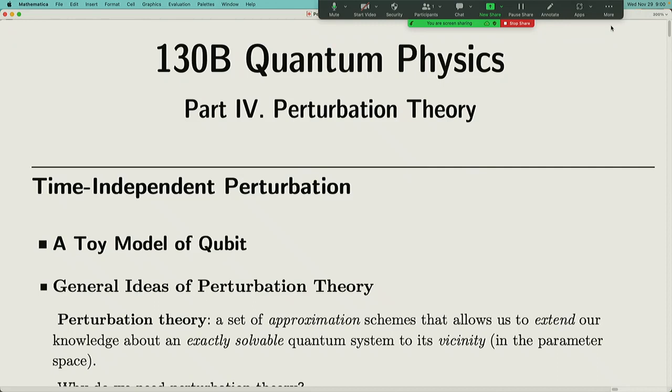Okay, hello everyone. Welcome to 130B Quantum Mechanics. So today we are going to discuss perturbation theory.